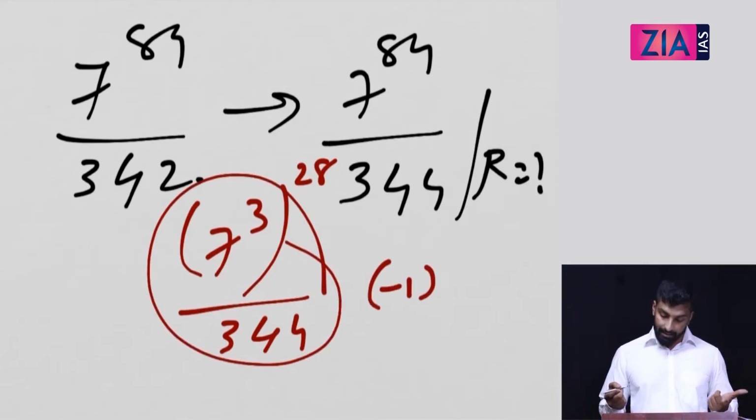So basically 7 raised to 3 is 343. 343 divided by 344, 343 itself is the remainder. But to make the calculation easier, I'll take it as -1. Now -1 raised to 28, I get the answer as 1, because -1 raised to an even number.